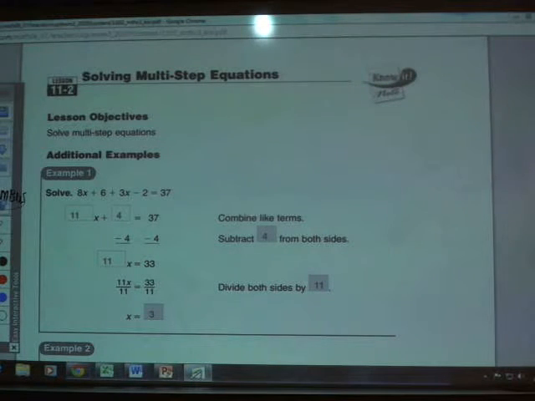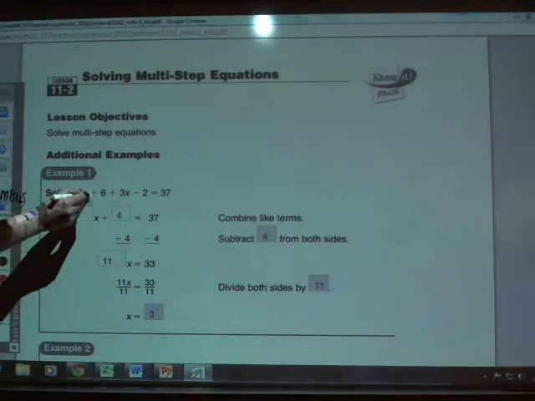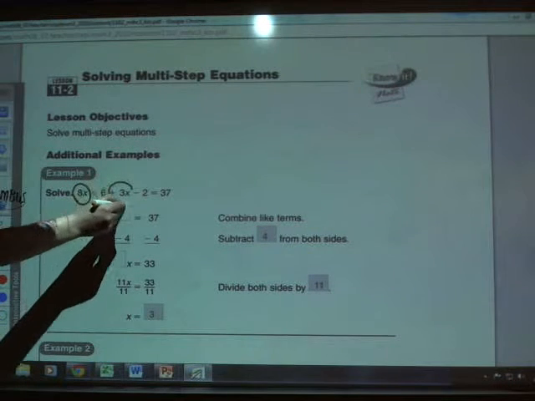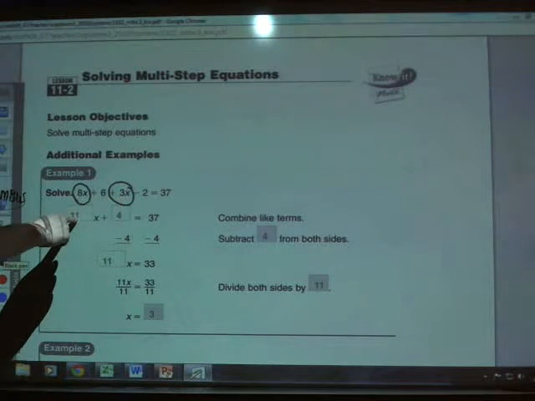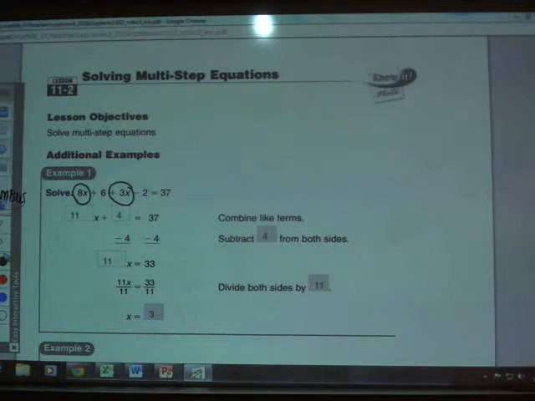8x plus 6 plus 3x minus 2 equals 37. All right, so what they're going to do first is simplify what they can. You know that there are variable terms we can put together here, and there are constants we can put together here, just like we did yesterday in 11.1. So the first thing they're going to do is put the 8x and the 3x together. Since it says 8x plus 3x, they're going to put that together and write 11x.